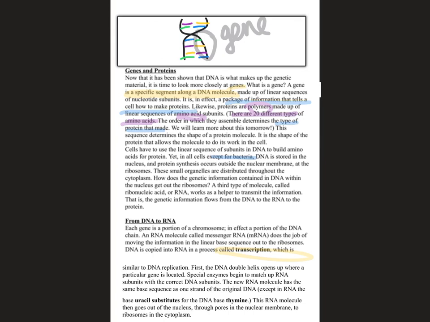First, the DNA double helix opens up where a particular gene is located. Special enzymes begin to match up RNA subunits with the corresponding DNA subunits. The RNA molecule has the same base sequence as one strand of the original DNA, except in RNA the base uracil substitutes for the DNA base thymine. This RNA molecule then goes out of the nucleus through the pores in the nuclear membrane to the ribosomes in the cytoplasm.